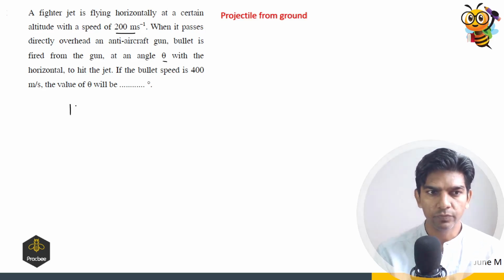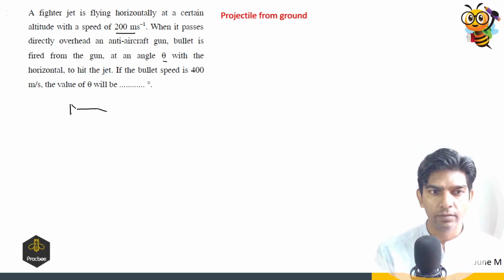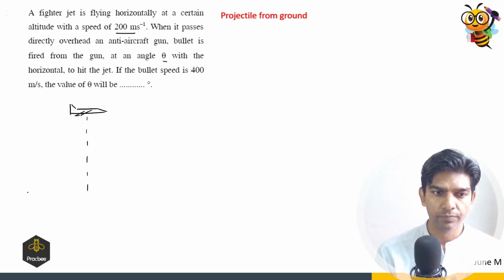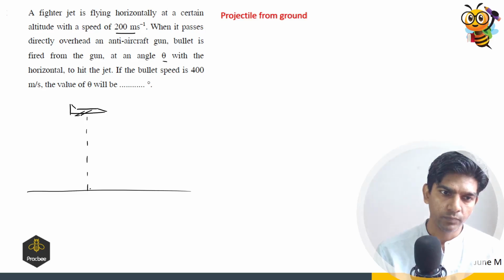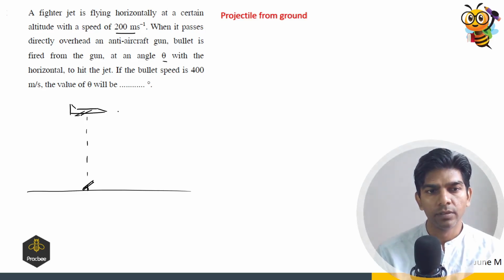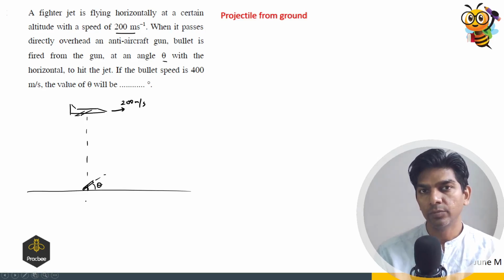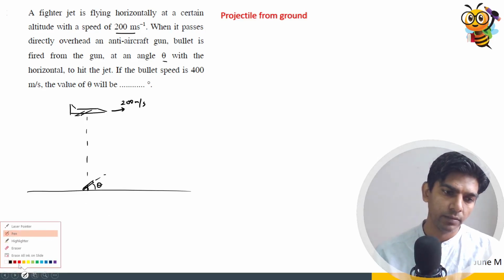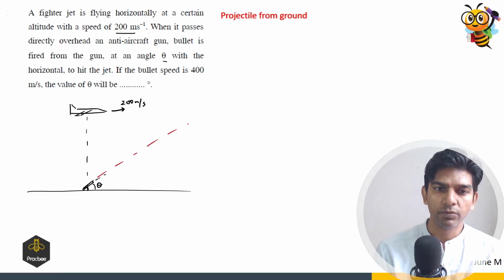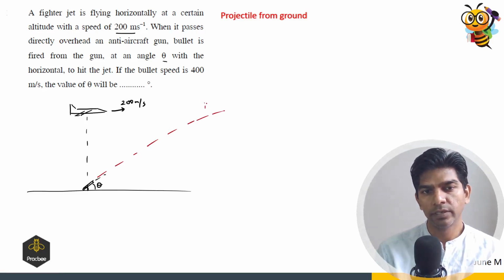So we have given a fighter jet, and when this fighter jet is overhead an anti-aircraft gun, a bullet is being fired, right, by the anti-aircraft gun. So it has a velocity of 200 meters per second in the right direction, and it is being fired at an angle of theta, and the bullet hits the aircraft. So this is the trajectory of the bullet, and somewhere here it hits the aircraft.